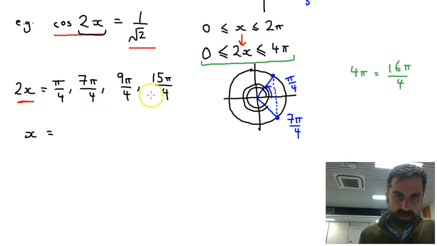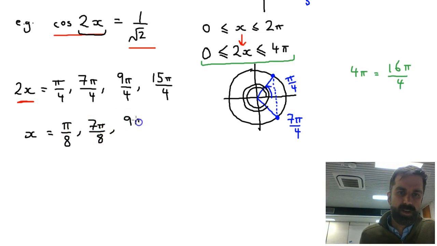And if I divide any of these fractions by 2, I'm just going to change the bottom line to an 8. So I'm going to get pi on 8, 7 pi over 8, 9 pi over 8, and 15 pi over 8.